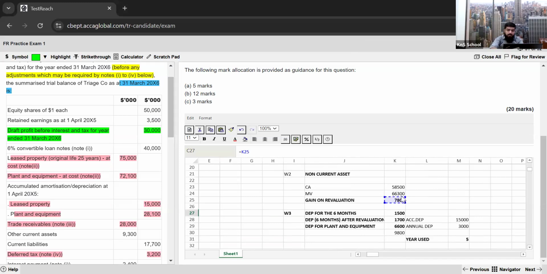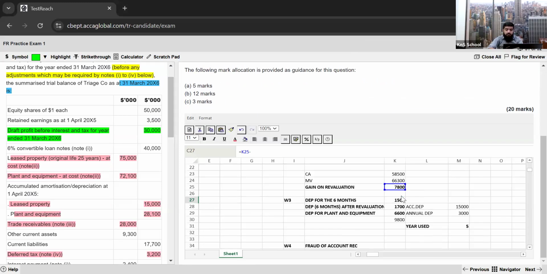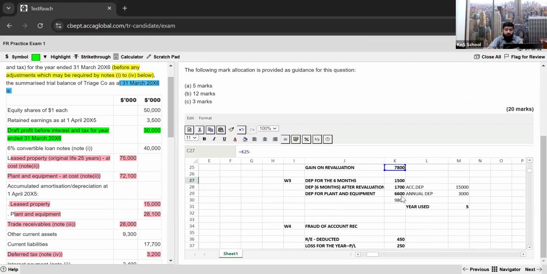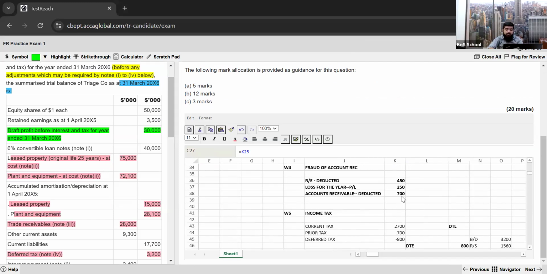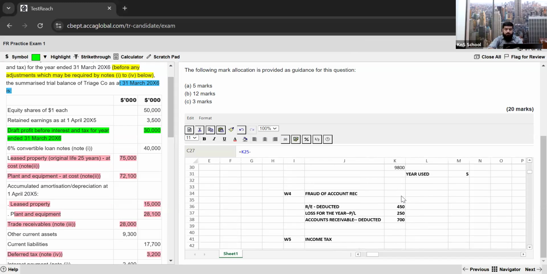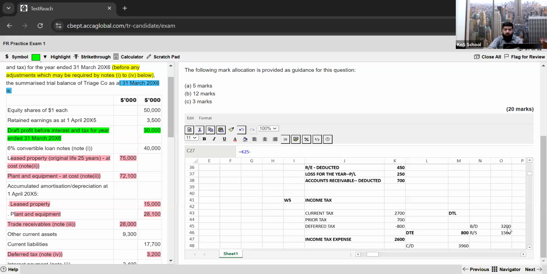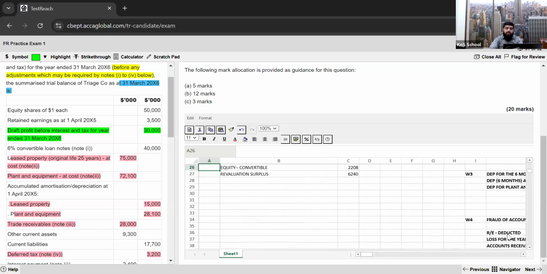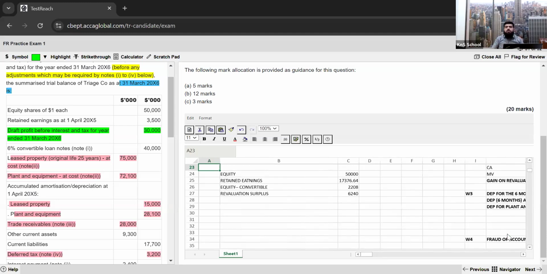7,800. But remember that from this revaluation surplus, we are going to deduct the deferred tax on revaluation surplus. Why? Because the deferred tax on the revaluation will reduce the revaluation surplus. This will be charged to revaluation surplus. Okay, so we have calculated the revaluation surplus as well. Anything else?